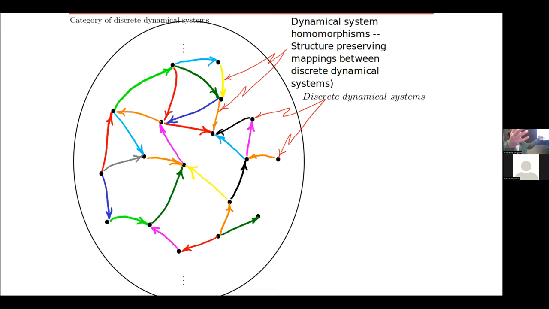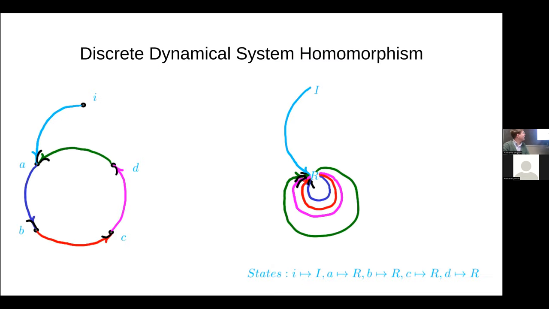But then we have this large category where the objects are discrete dynamical systems. And what are the morphisms between these? These are discrete dynamical system homomorphisms. And they have this flavor, where we collapse things down. Remember we did this here and said A, B, C, D all collapse to R here. It's like the rest, right? And a lowercase i goes to capital I, right? This is a discrete dynamical system homomorphism.